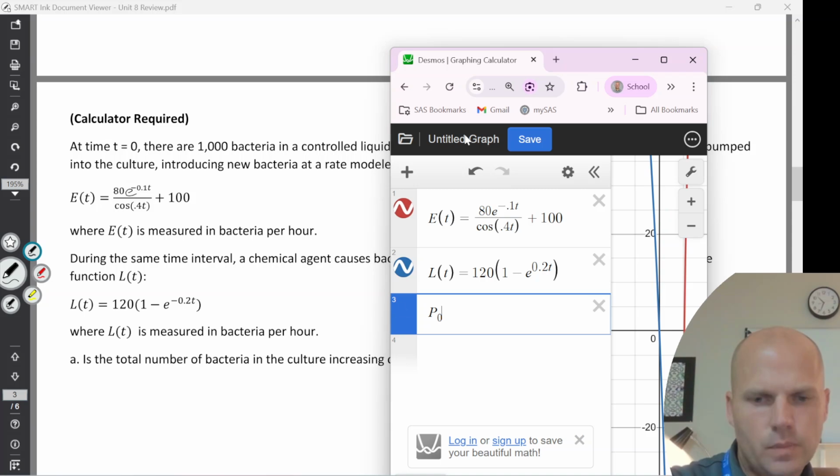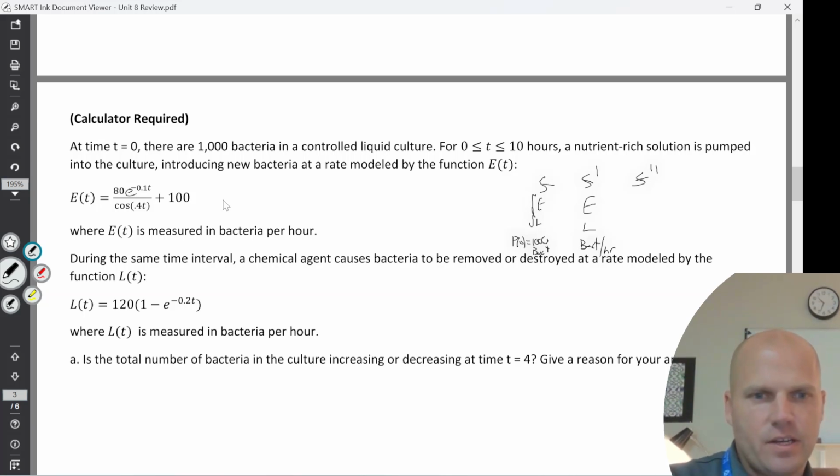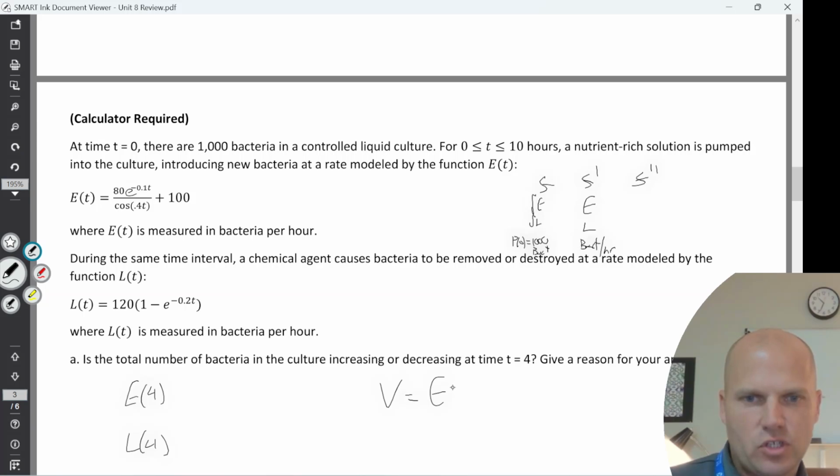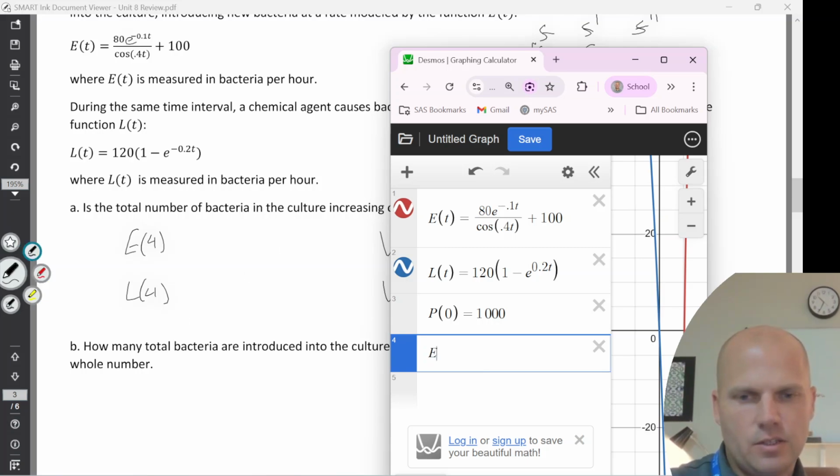Cool. Maybe just so I can remind myself: the total number of bacteria in the culture, increasing or decreasing at T equals 4. I'm going to compare the rate at which bacteria are being added and the rate at which they are being destroyed. You can subtract them to get a total velocity of your situation, or you could compare them. You could say your velocity at 4 is E of 4 minus L of 4, which will be positive if this is bigger than that, and negative if that's bigger than that. It's up to you what you want to do. It's whatever makes sense to you.